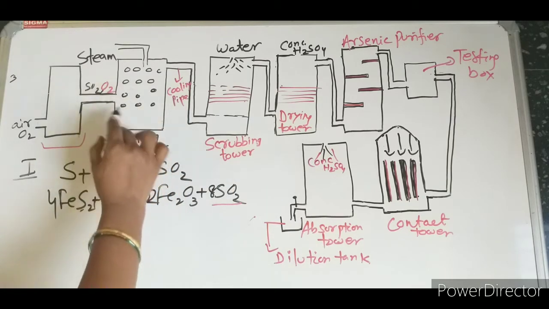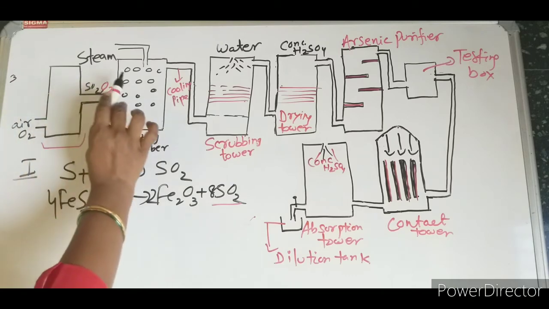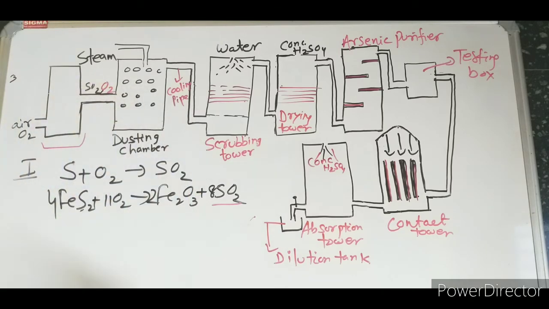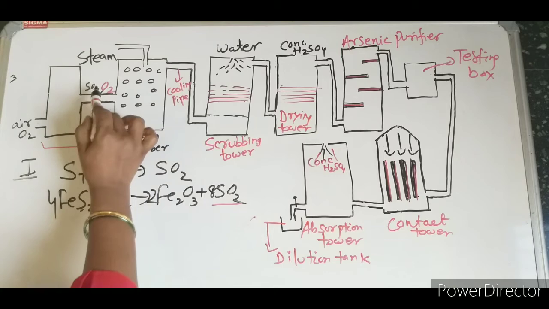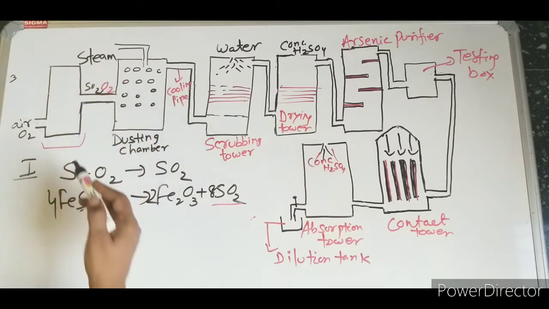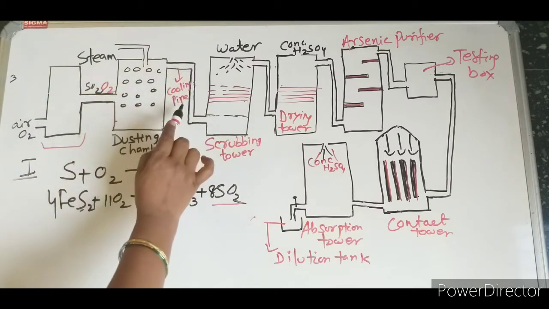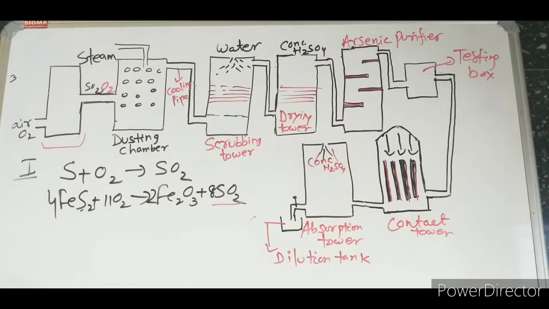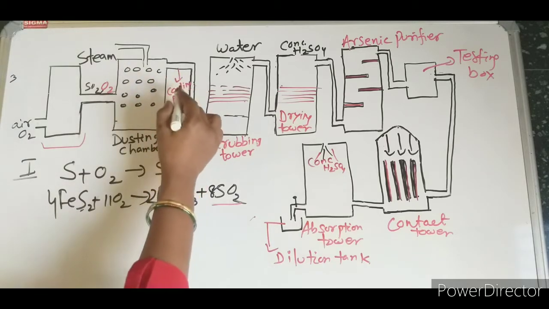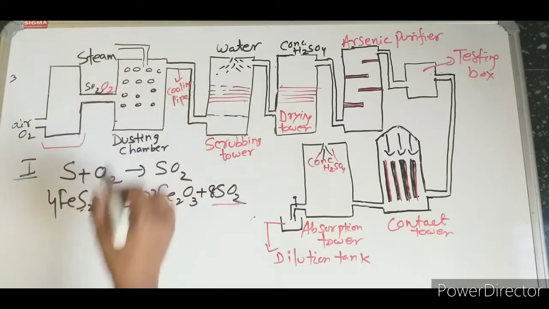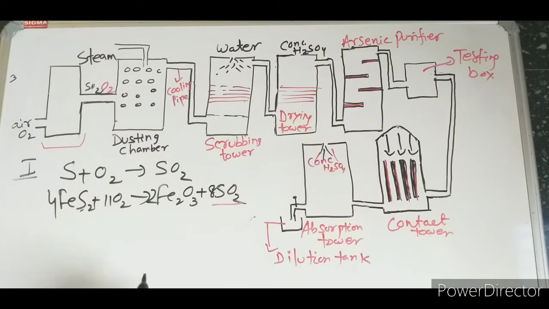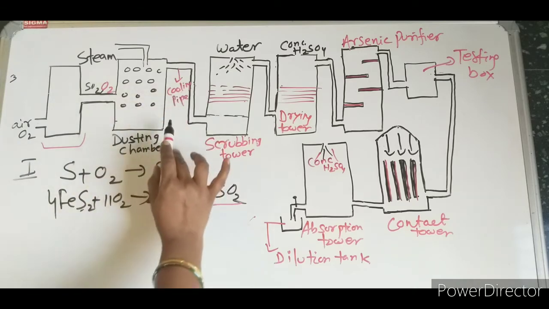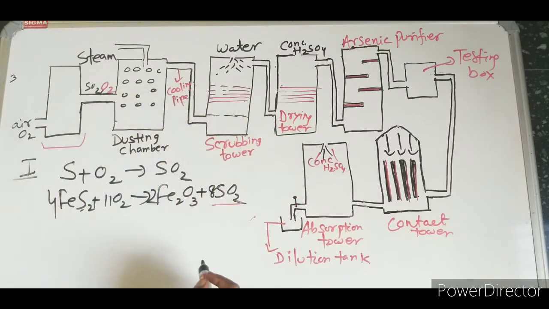Now this hot SO2, because here it is burning and here it is steam, obviously the temperature will be high, and this SO2 along with oxygen will move on. Here are the cooling pipes. The purpose of the cooling pipes is to cool the gases passing through. Then the gas goes to the scrubbing tower.